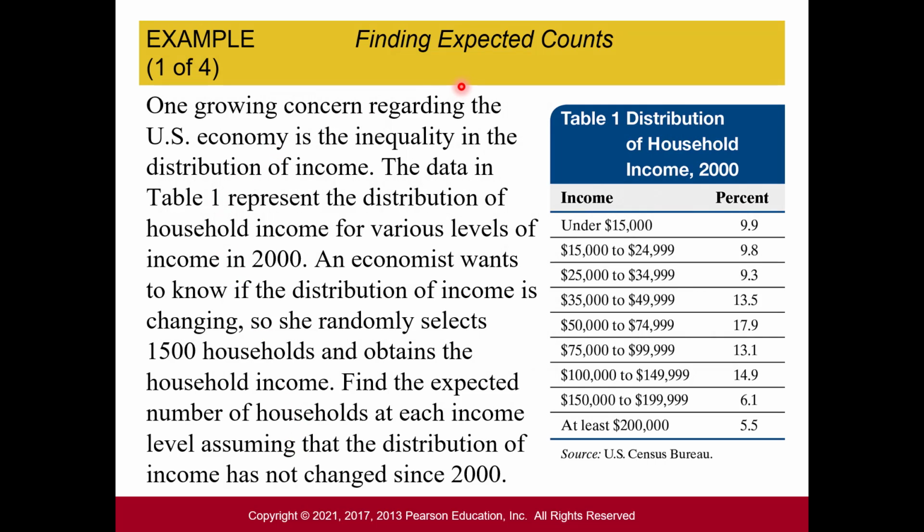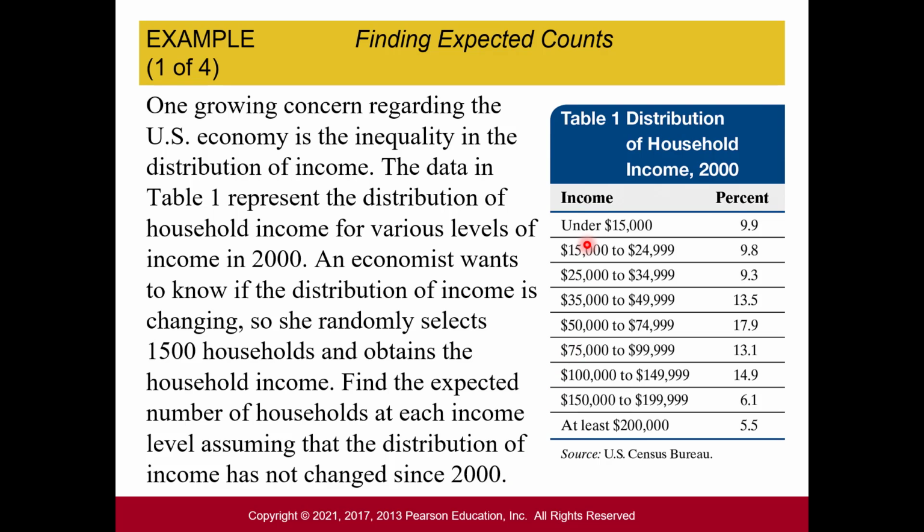So let's find our expected counts using this example. One growing concern regarding the U.S. economy is the inequality distribution of income. The data in this table represent the distribution of household income for various levels in the year 2000. An economist wants to know if the distribution of the income is changing. So she randomly selects 1,500 households and obtains their income. Find the expected number of households at each income level, assuming the distribution of the income has not changed since 2000.